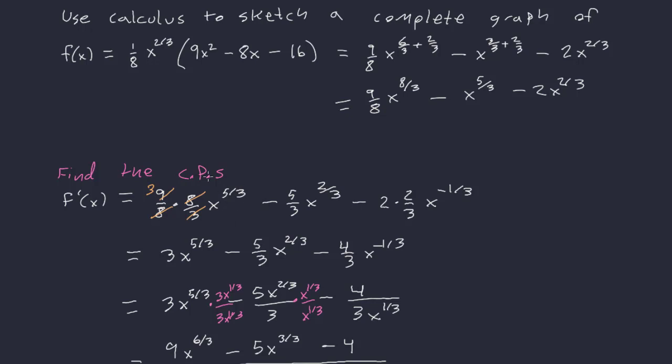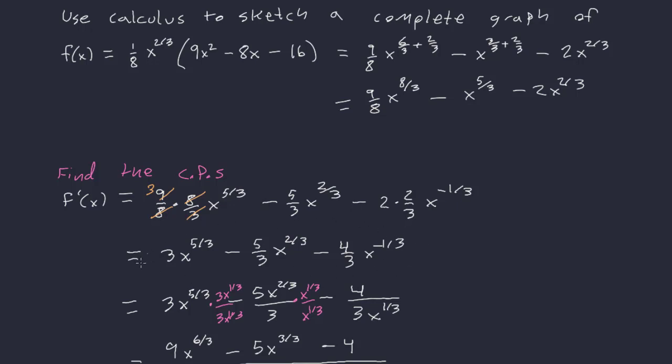So here's the derivative of the first piece, and we get x to the 8/3 minus 3/3, which will be 5/3. Then the second piece will be 5/3 x to the 5/3 minus 3/3, which will be 2/3. Then minus 2 times 2/3 times x to the negative 1/3. Okay, so simplifying here, the 9/8 times 8/3 becomes just 3. So we'll get 3 times x to the 5/3 minus 5/3 x to the 2/3 minus 4/3 x to the negative 1/3.